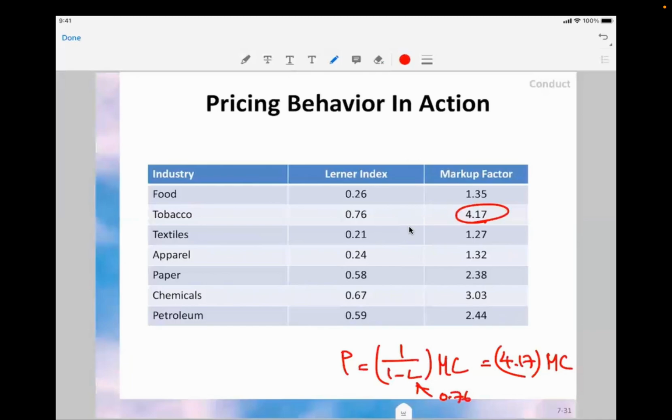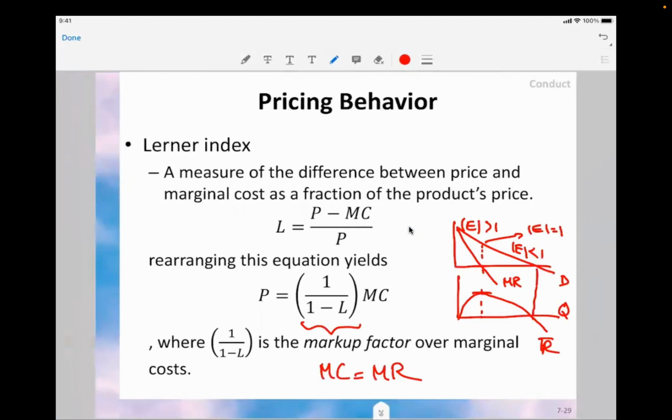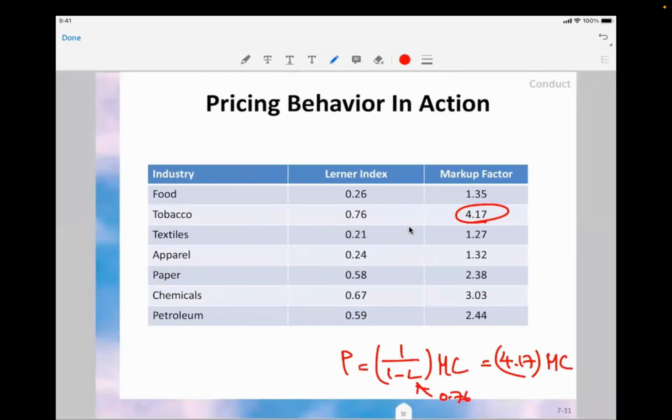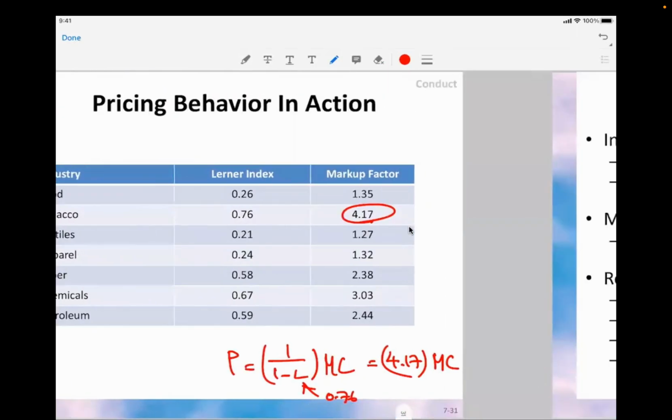The question is, how do we calculate the Lerner index? We have this formula of the Lerner index here, and in order to find it, you need to look at the price of the same product in previous years and compare it to the cost of production in previous years. So you know on average what the Lerner index was in previous years, and now you're going to apply it for coming years. And then based on this Lerner index, you will find the markup factor, and based on the markup factor, you can charge the price the way that you like.